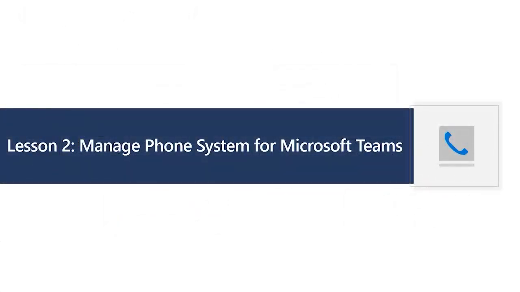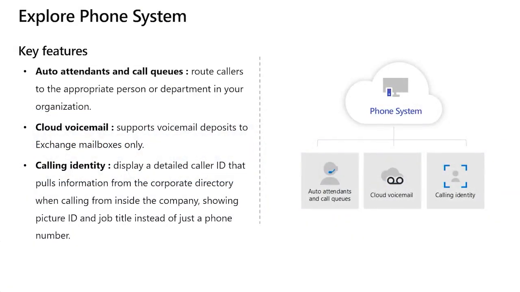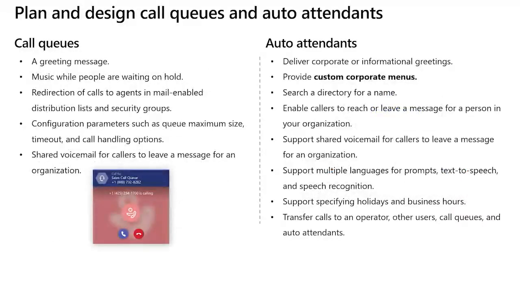Let's talk about managing the phone system for Microsoft Teams. There are special numbers for things like auto attendants and call queues. Voicemail is an option. Caller identity: we may want to have caller ID for incoming calls. We'll go into detail here. We can have call queues as well as auto attendants.